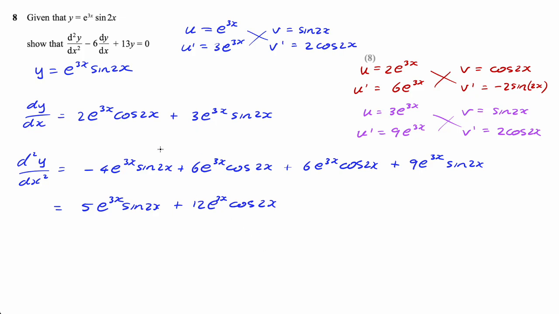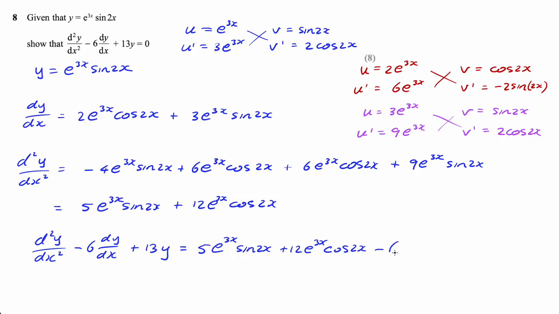Okay, so this is d2y dx squared, and this is dy dx. So let's do this. We'll do d2y dx squared minus 6 dy dx plus 13y. So I'm going to sub these things into this. So this thing first, so it's 5e to the 3x sine 2x plus 12e to the 3x cos 2x minus 6 of these.